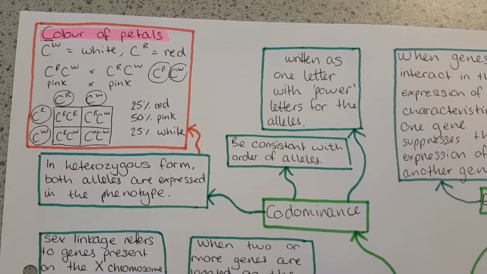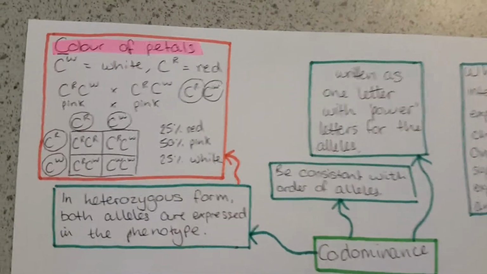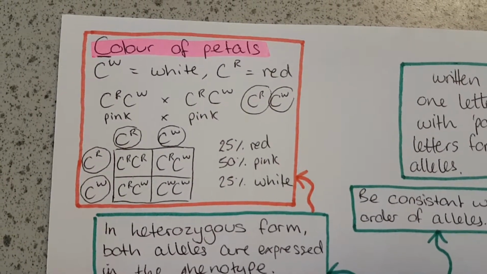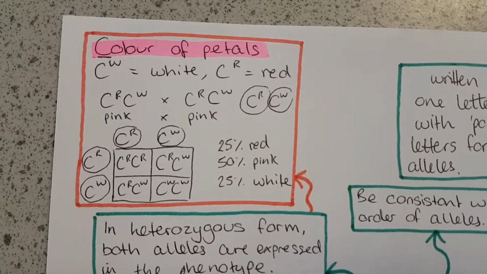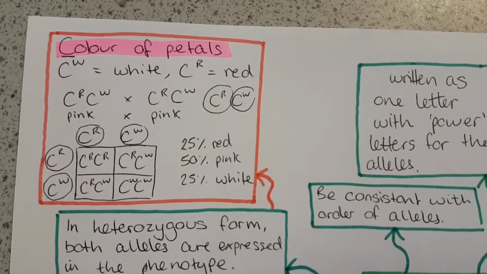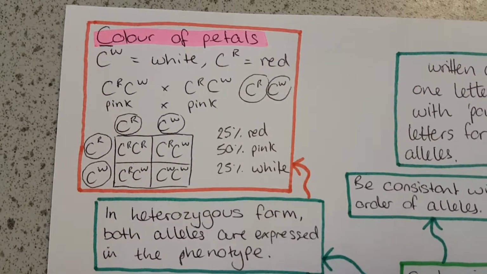You can spot codominance because they're usually written in this way, with a power of letters. So for white, you've got colour W, so C^W, and colour red, C^R. And then pink would be C^R C^W. Make sense?